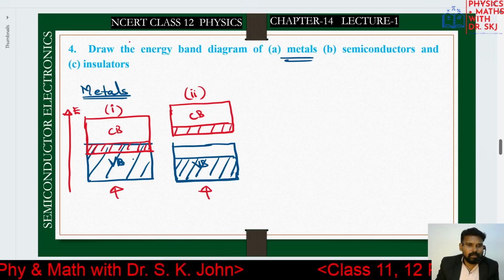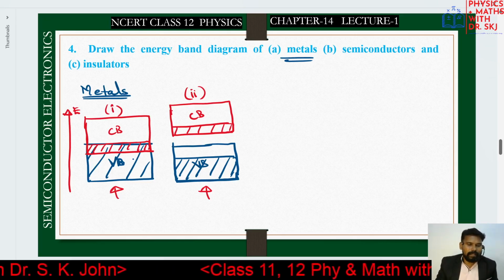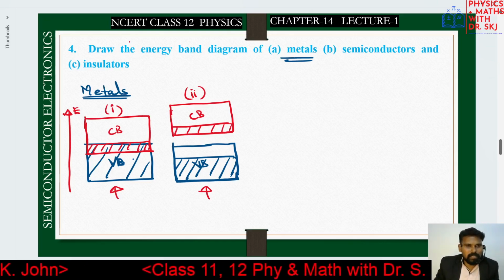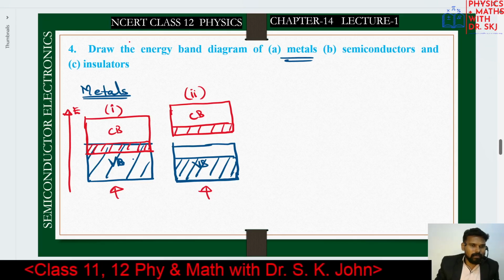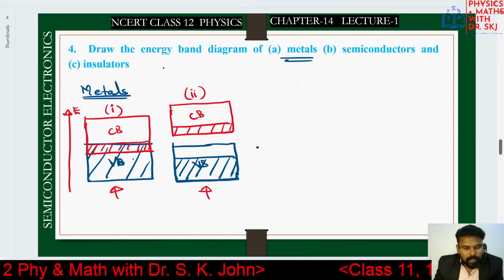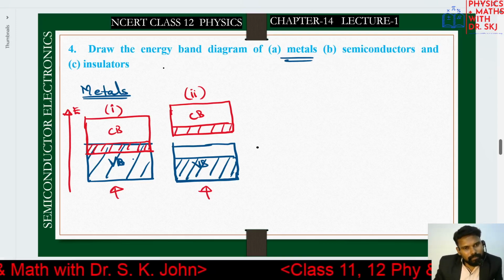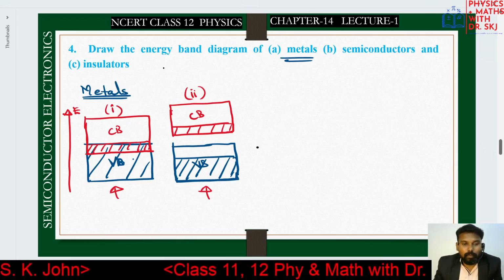There are two groups of metals according to the band diagram. Some other metals possess this second energy band diagram. In this case, what happens is that some of the levels in the valence band are unoccupied.